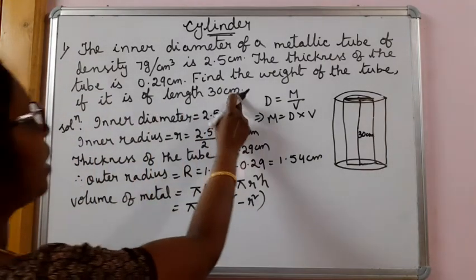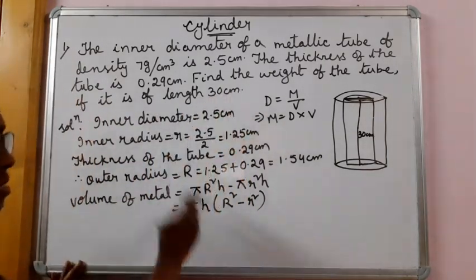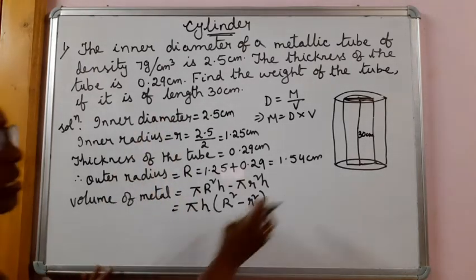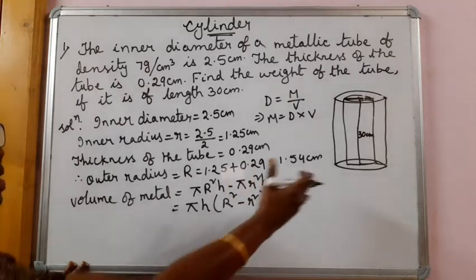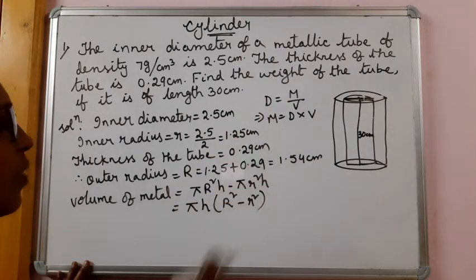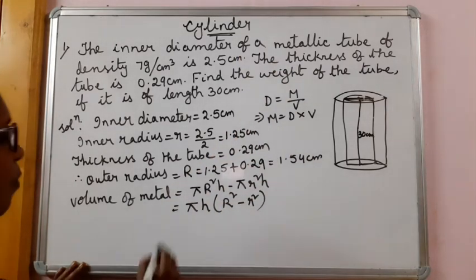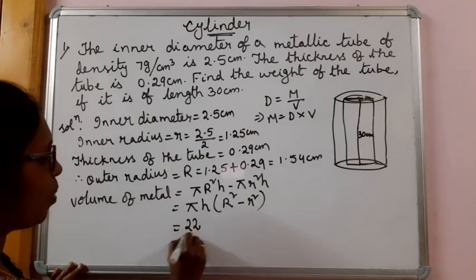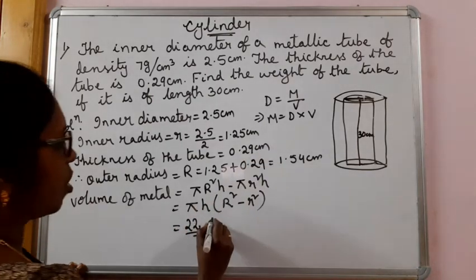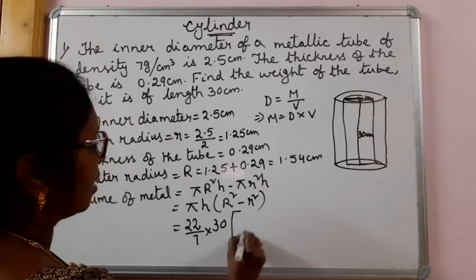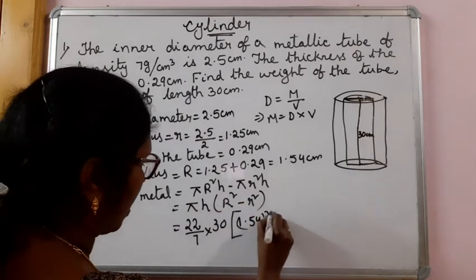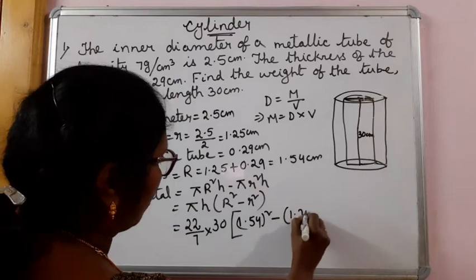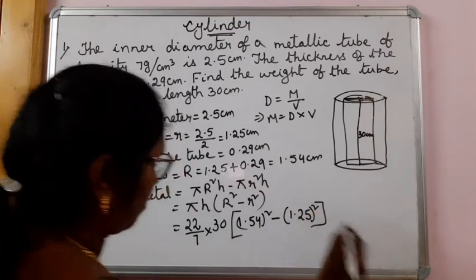It is of length 30 cm. Here length means height. This I have already shown in the figure, the height of the tube or length of the tube. Here we have to take it as height of the tube. That equals 22/7 into height, or length, which is 30, and capital R is 1.54 cm square. Small r is 1.25 cm square.